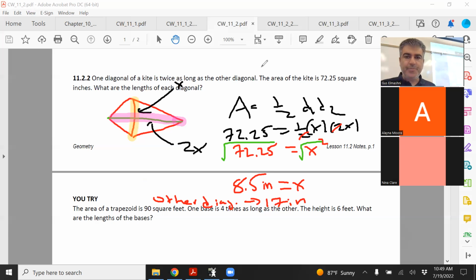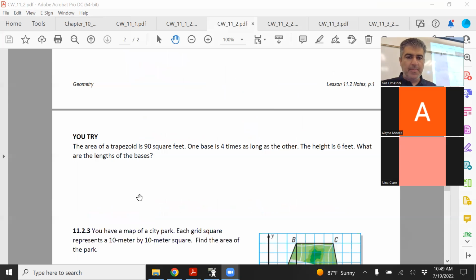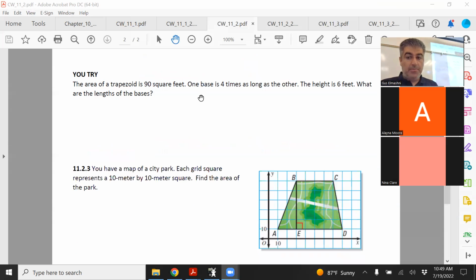Let's try this again. So again, I don't give you a diagram, make one. It's a trapezoid. Trapezoids look like that. The area is 90 square feet. One base is 4 times as long as the other. Okay, I didn't do this to scale. That's okay. So if this is x, then what would the other base be, if it's 4 times as long? No, that's a parallelogram.